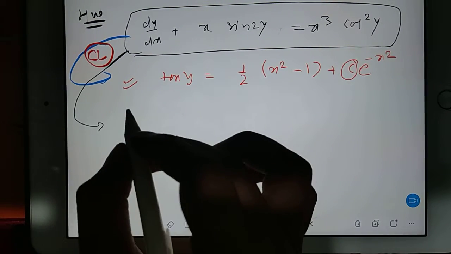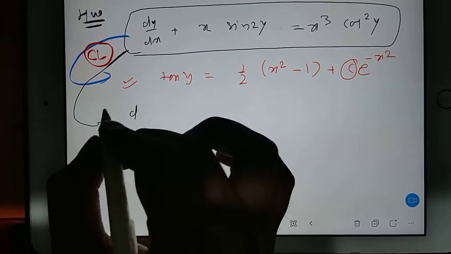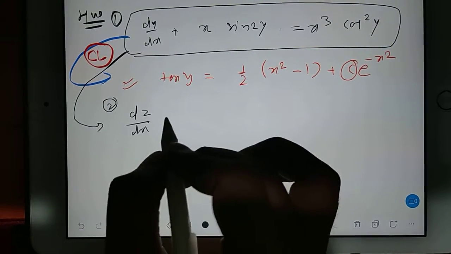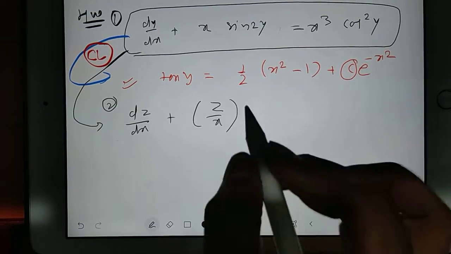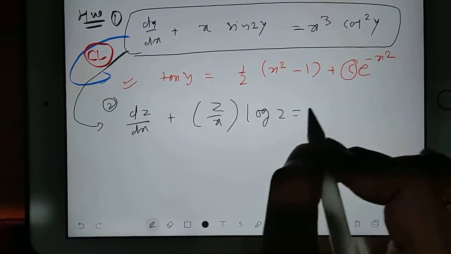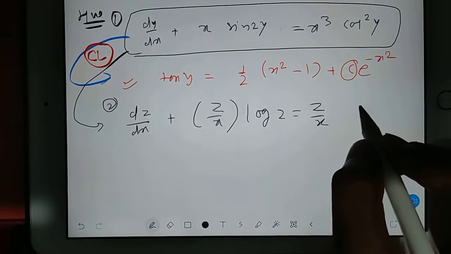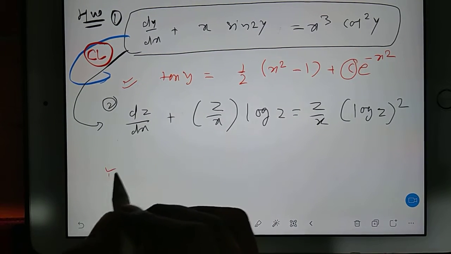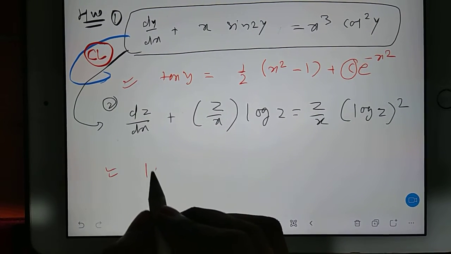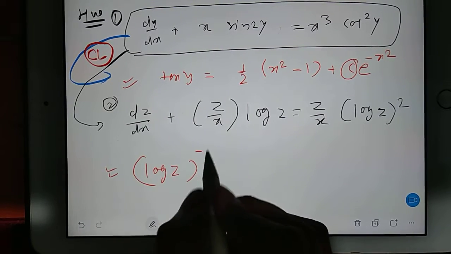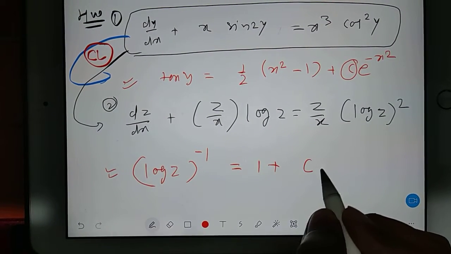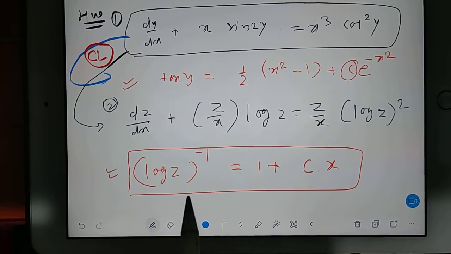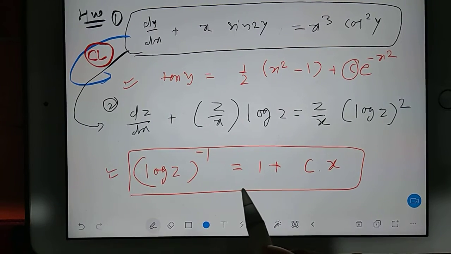Okay, now you go here, take another question. This is your first homework, this is your second homework. dz by dx plus z by x log z is equal to z by x log z whole square. Now for this, your answer should come as log z whole power minus 1 is equal to 1 plus a constant number c into x. This should be your answer. Okay, try these two questions by yourself at home.